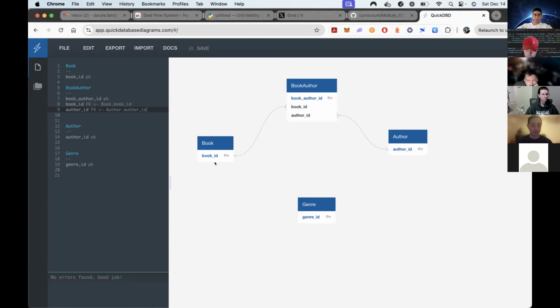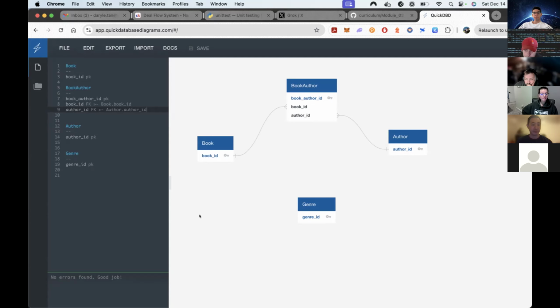You were dragging book author ID to book ID. That in general is something that we want to avoid. The reason for that is, number one, you want your primary key to be unique, and sometimes if you're linking your primary key to some other attribute, that uniqueness can go away.